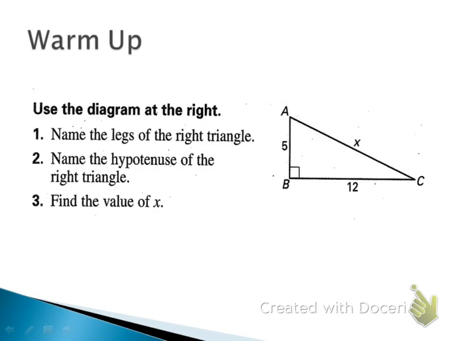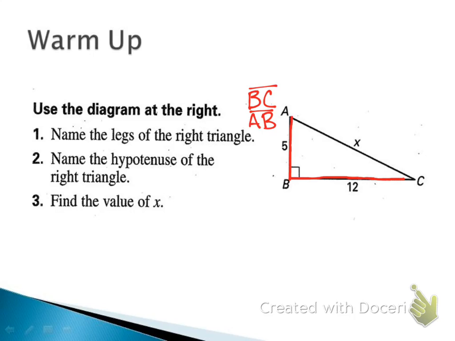So, number 1 in your warm-up says to name the legs of this right triangle. Which sides are the legs? BC is a leg, yes. And AB is a leg, good. The legs are the sides that make up the right angle. So angle B is the right angle, so any of the sides that touch angle B, those are the legs.